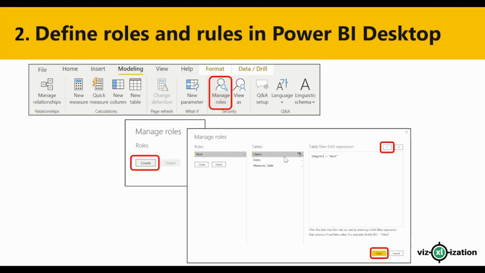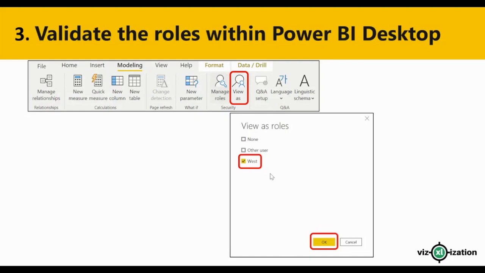For this particular case, we have just one role. It's called West, and then we are selecting here the claims table, and then we have a filter here, right? So the region should be just West. After we do that, we approve this change, and then we save the change. So that's how we create new roles, right? This is how we define these roles, and now let's go to the next slide.